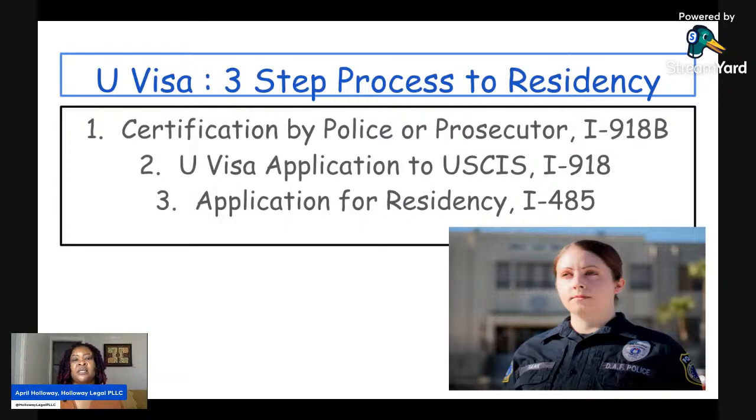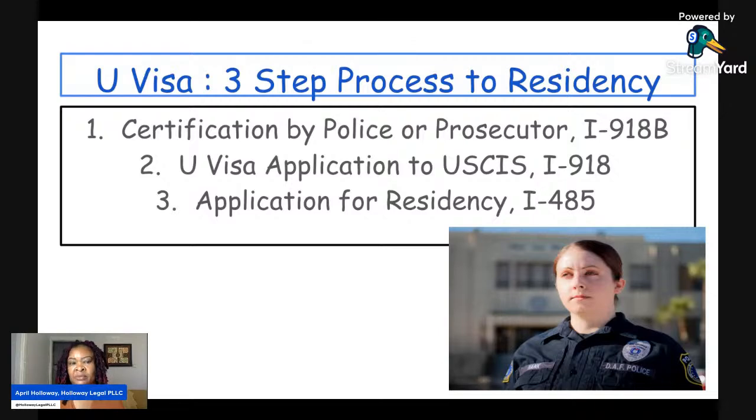All right, so U visas are a 3-step process to get to residency. We did kind of touch on number 1, but I am going to give you more detail about it. So the first is the form I-918B. This is a certification that's signed by the police or prosecutor or victim advocate, anyone else who's involved, to say that you did assist the police or prosecutors in their investigation.